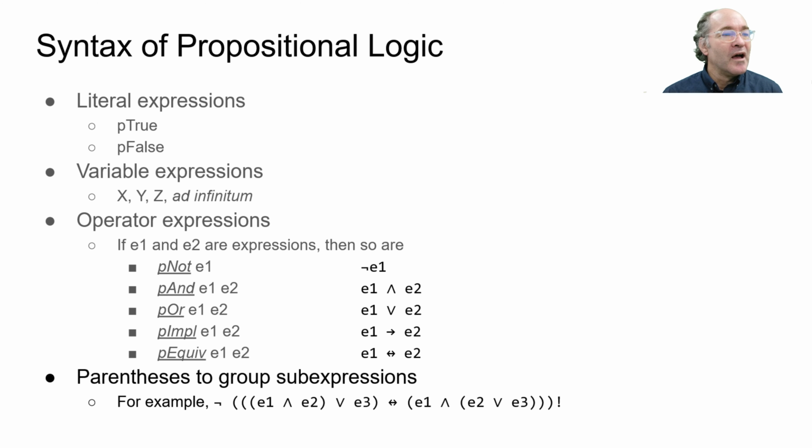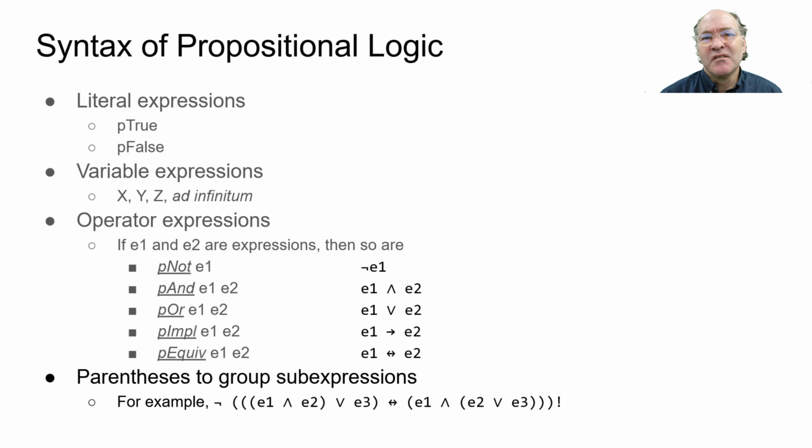Okay, so we have literal expressions, we have variable expressions, and in propositional logic, we have operator expressions, where we can build bigger symbolic expressions, bigger syntactic expressions inductively out of smaller syntactic expressions. Okay, so if E1 and E2 are any expressions in propositional logic, then we can build bigger expressions by connecting those two smaller expressions, whatever they are, E1 and E2, into a larger expression by using what we can call logical connectives.